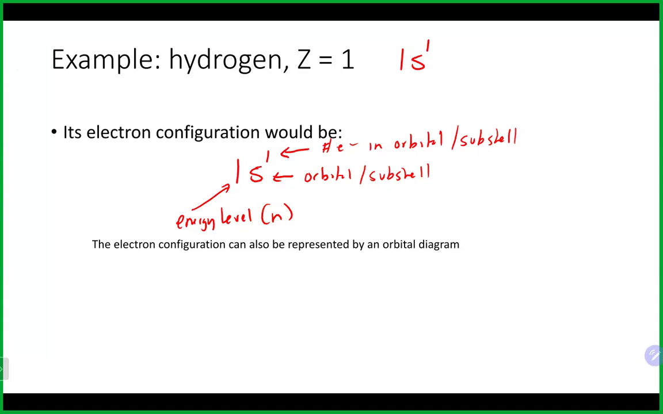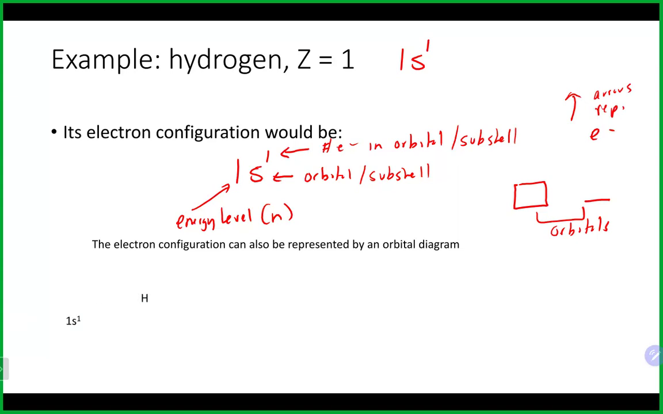Now, we could also represent electron configuration through what is known as an orbital diagram. An orbital diagram uses either a box or a line to represent an orbital, and we use arrows to represent electrons. So arrows for electrons, boxes or lines for orbitals.